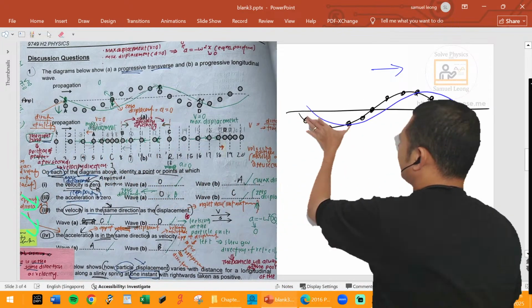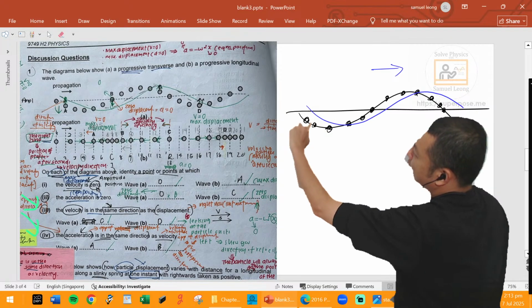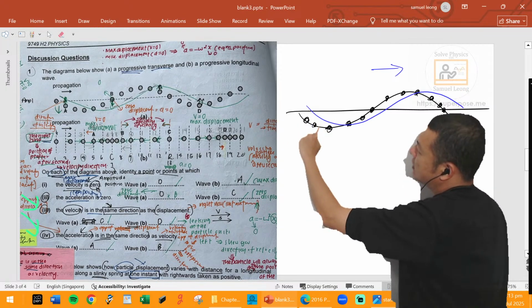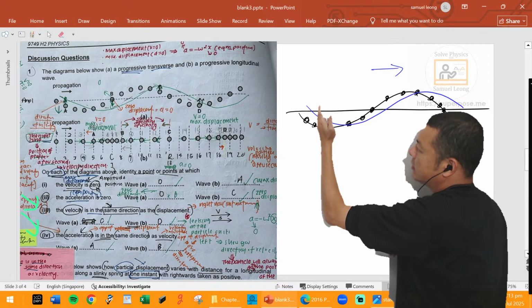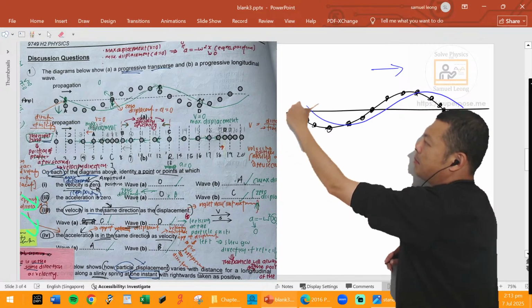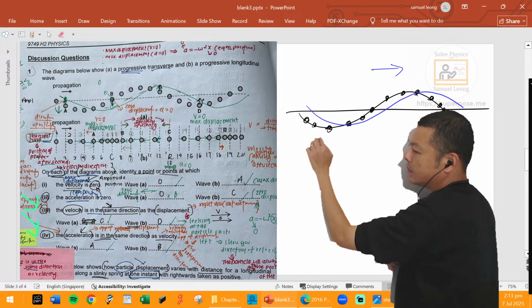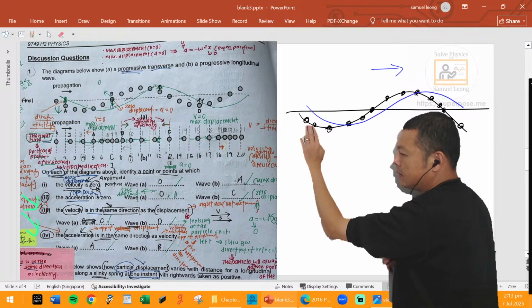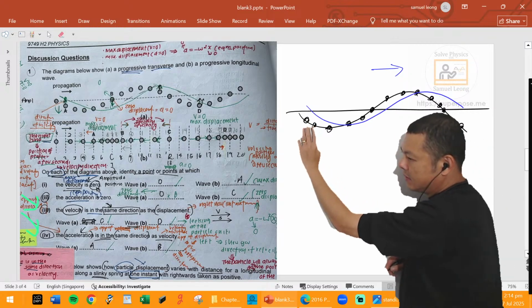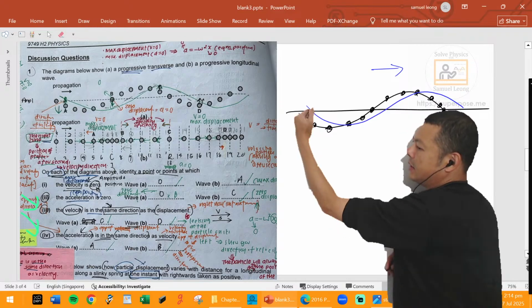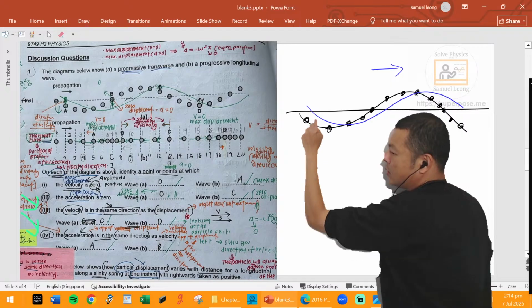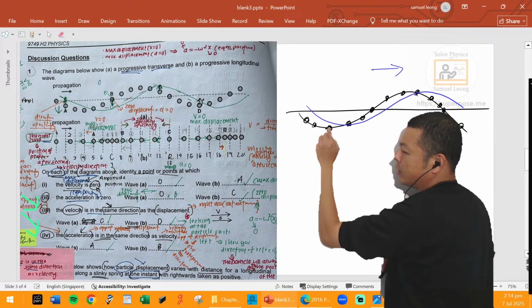Okay, then what you can do also again is this, right? So for the particles at the bottom, for these particles here, where are they going next? Upwards. Okay, so they have negative displacement but positive velocity. Their displacement is below the equilibrium line, but their velocity is going upwards. They're headed upwards.